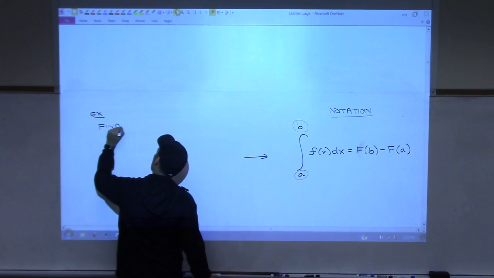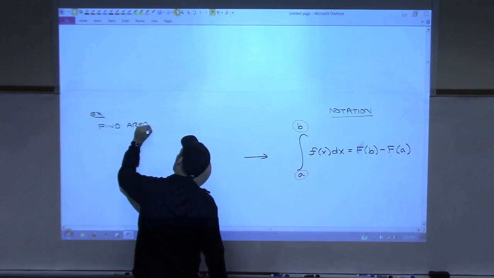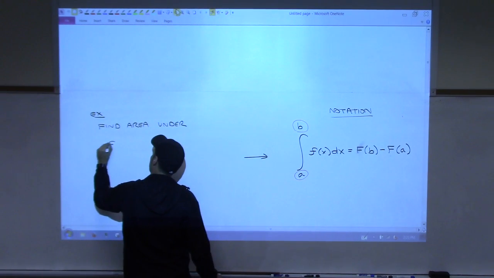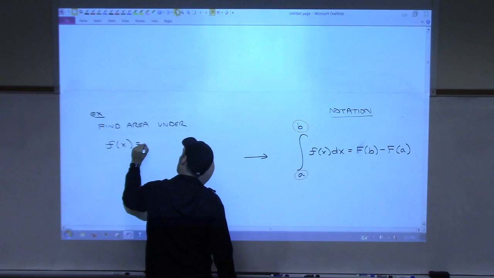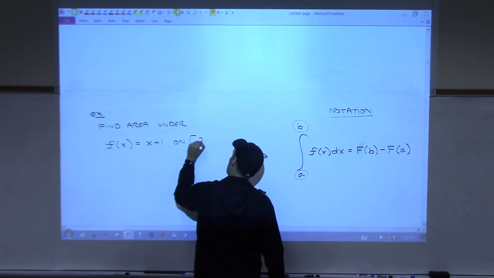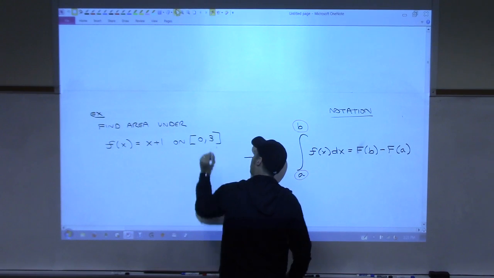Find the area under f of x equals x plus 1 on the interval 0, 3.